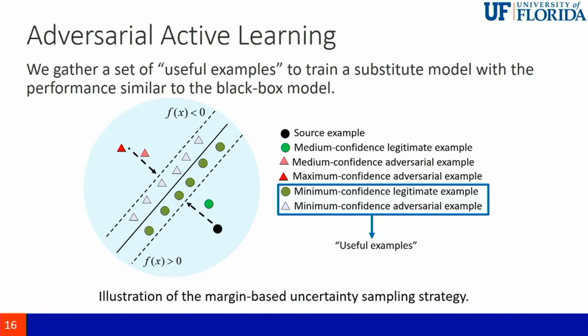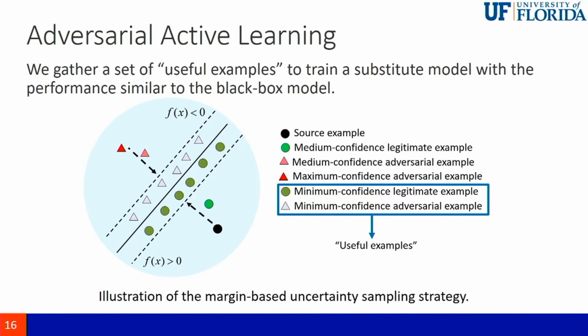Okay, so now you see that by leveraging the adversary example, we may be able to extract the boundary at a very low cost. Because instead of using randomly generated queries, we're only using these low confidence examples, either legitimate or adversary, to query the black box model to identify the boundary.